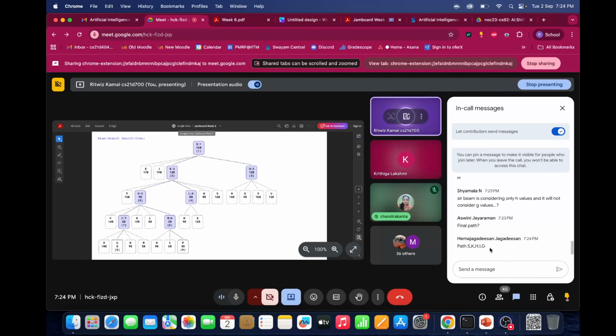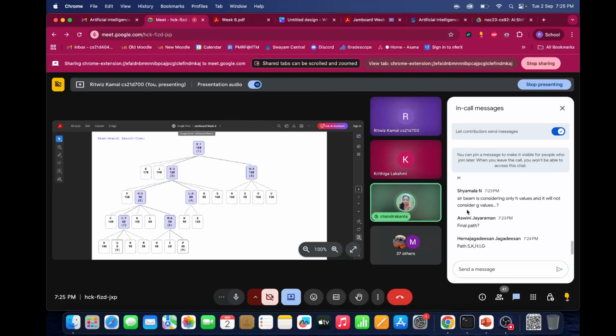Final path, I think it is also answered by one of your colleagues. Thanks, Hema. So the final path is S to K to H to I to G. S to K to H to I to G.